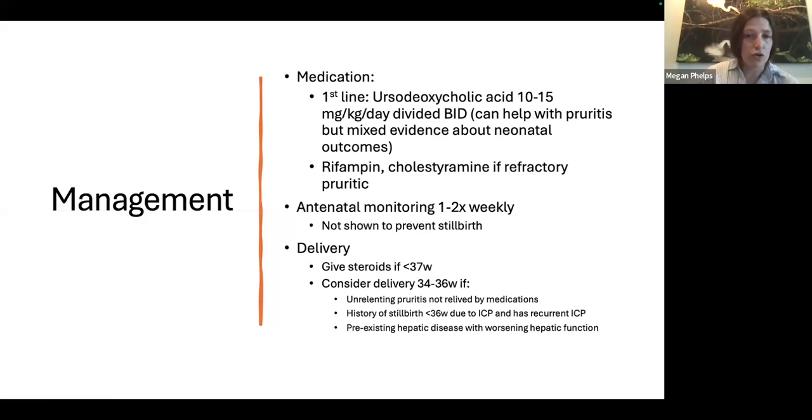So unrelenting pruritus that's not relieved by meds. If they have a history of prior stillbirth less than 36 weeks due to cholestasis, and then they have recurrent cholestasis, or if they have any pre-existing liver disease with worsening liver function.